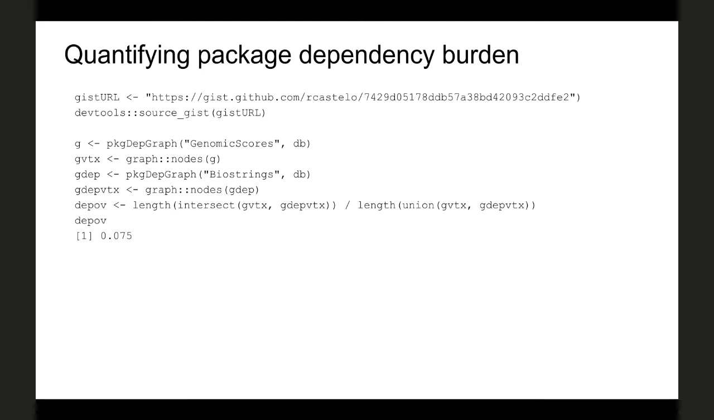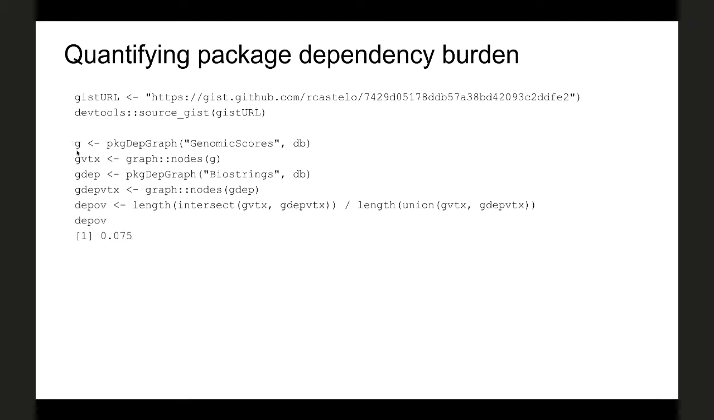The other part that I thought was interesting is that Biostrings has its own dependencies. What is the fraction of my dependency graph taken by the dependencies of Biostrings? So how much does it represent in the dependency part? And for this, I wrote a gist, a script that is stored as a gist in my GitHub account, and you can use it in this way.